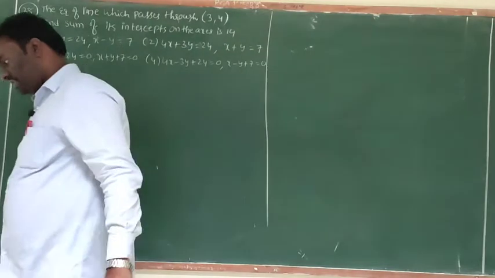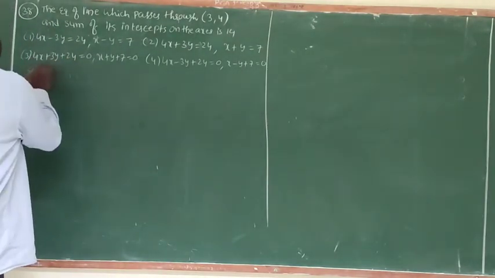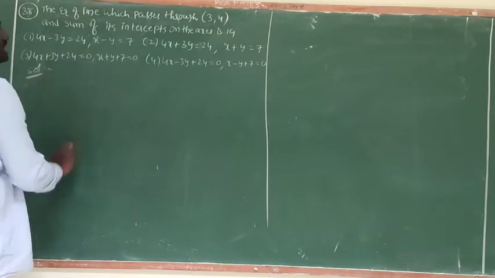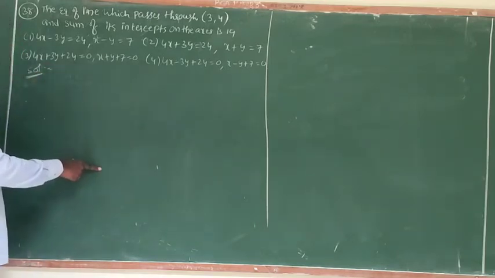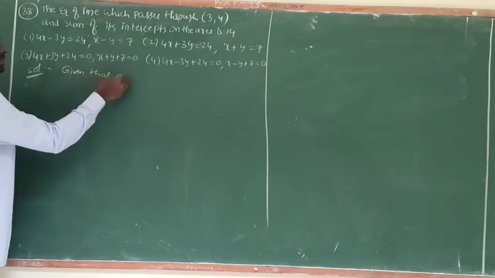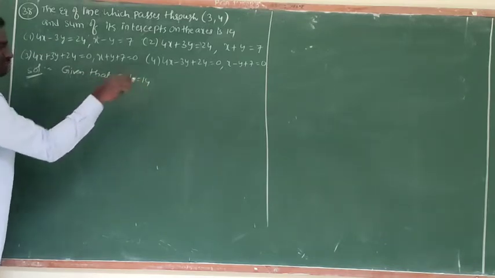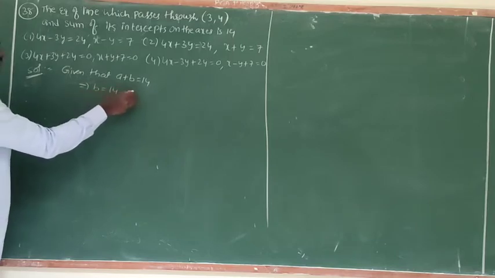Totally 4 options. See, in this, the condition is the equation of the line which passes through the point 3 comma 4 and the sum of its intercepts is 14. Given that a plus b equals 14, that implies b equals 14 minus a.